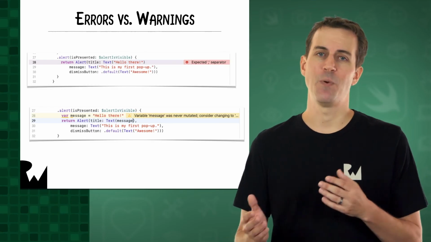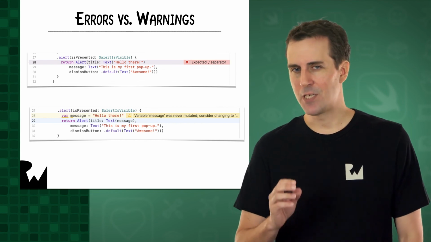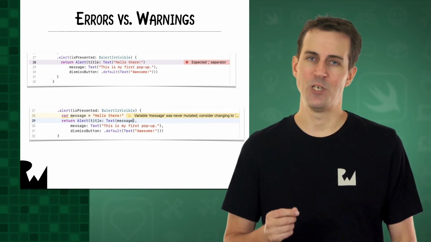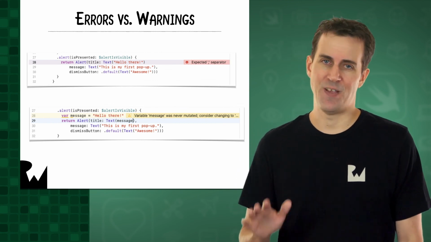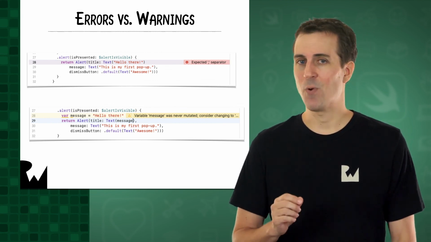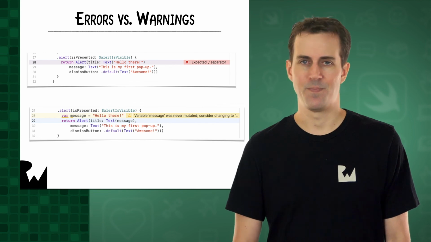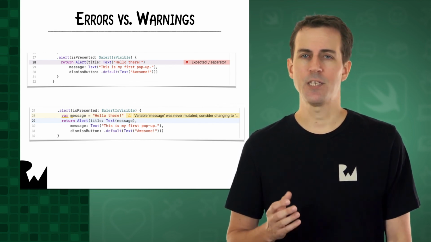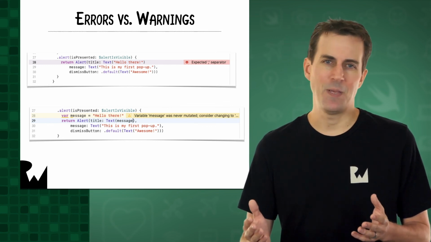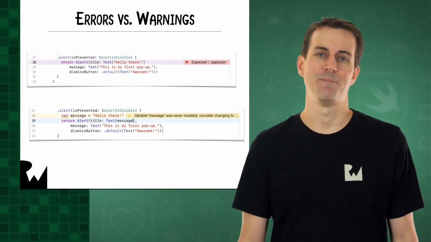So far, we've been dealing with errors, which are in red, but sometimes Xcode will give you a warning, which is in yellow. What's the difference? Well, errors are fatal. If you get one, you cannot run the app until the error is fixed. On the other hand, warnings are just informative. Xcode just says, you probably didn't mean to do this, but go ahead anyway.